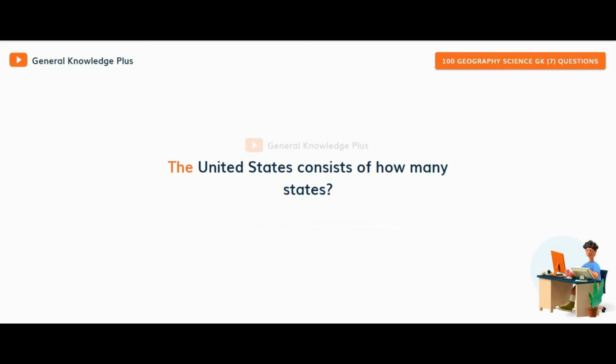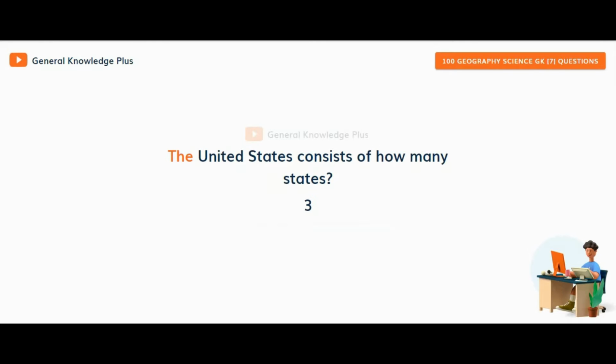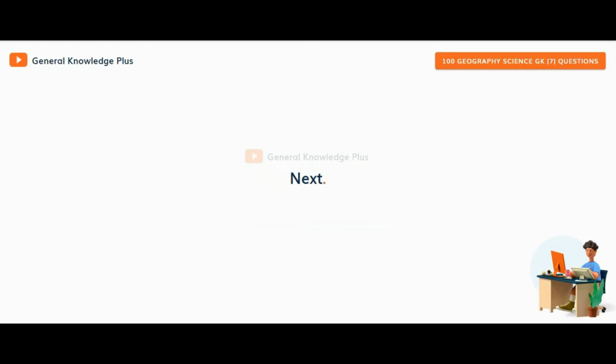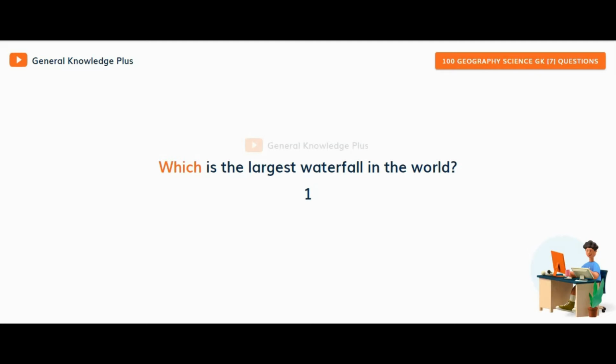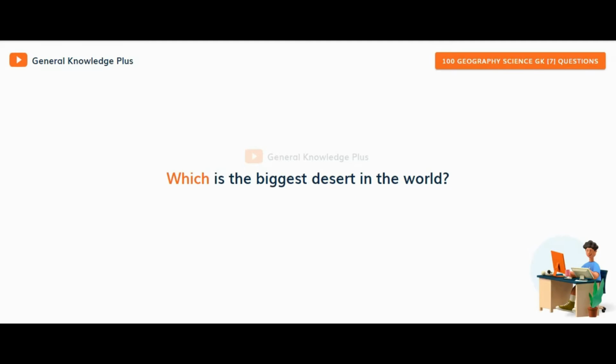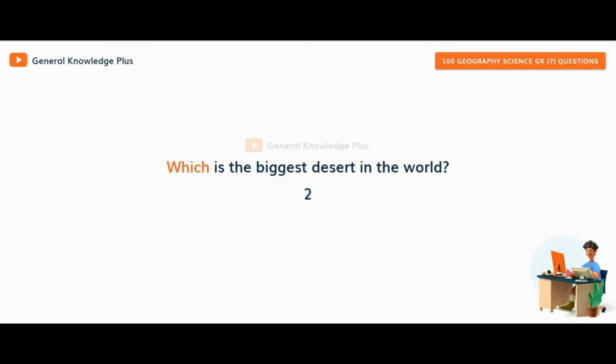The United States consists of how many states? 50. Which is the largest waterfall in the world? Victoria Falls. Which is the biggest desert in the world? Sahara Desert.